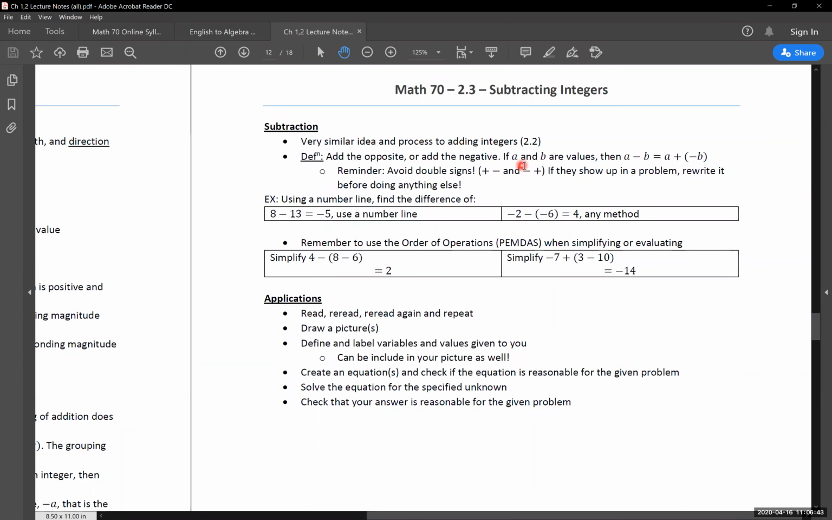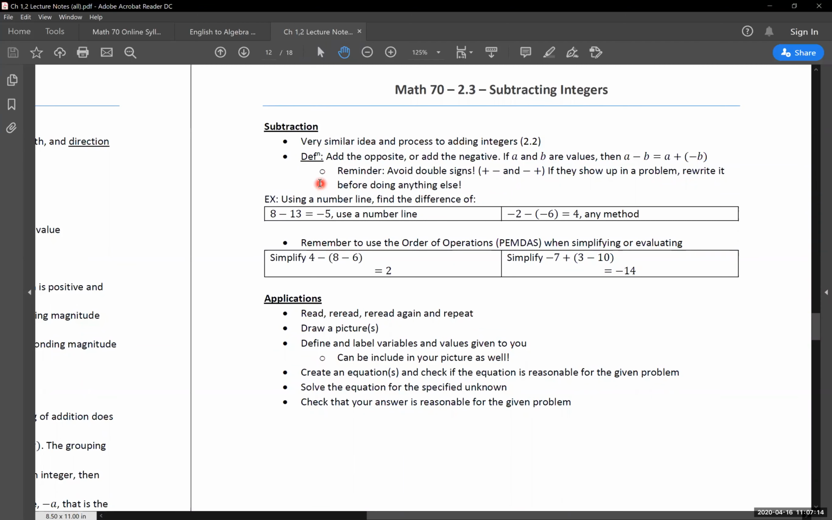So if a and b are values, whatever they may be, then a minus b is the same as saying a plus a negative b. And again, this is our main core definition for subtraction. You can write it with these double signs showing up, but I highly recommend you avoid that if you possibly can. Again, as a reminder, avoid double signs if possible, and if they do show up in a problem, then rewrite them.